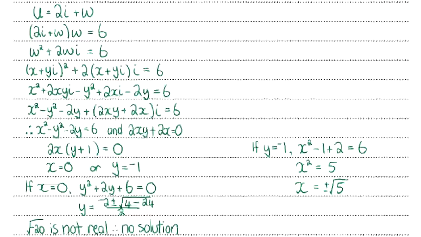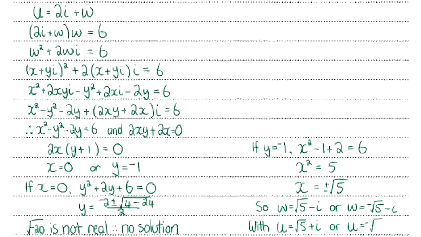So hopefully you can see that we've got to the same answer here. Remember, y is -1. Right, so for w, we're going to have the square root of 5 minus i, or w is -√5 minus i. And to find out u for each of those, we're just going to add the 2i, because u equals 2i plus w. And so u will equal √5 plus i, or u will equal -√5 plus i, and we've found the answers.